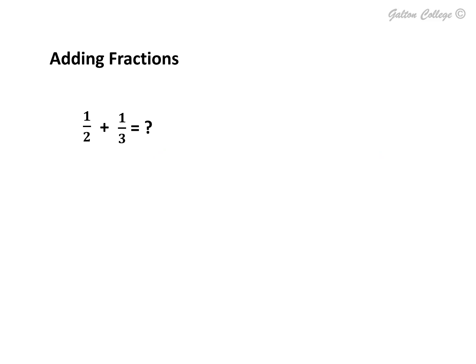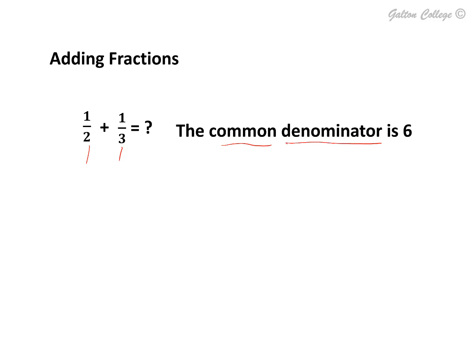Now, this is what I was saying earlier. We do need the denominators to be the same. And this time they're not. It's a 2 and a 3. So the denominators are different and we need to add these fractions. So what we need to do is find a common denominator. And that's the term we use. A common denominator means one that will match both of these.